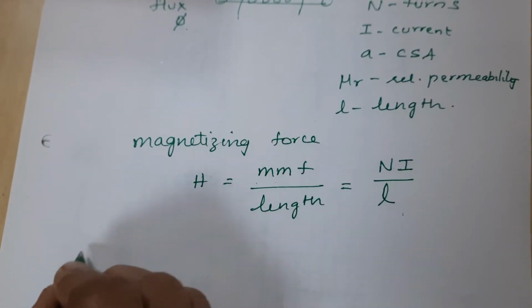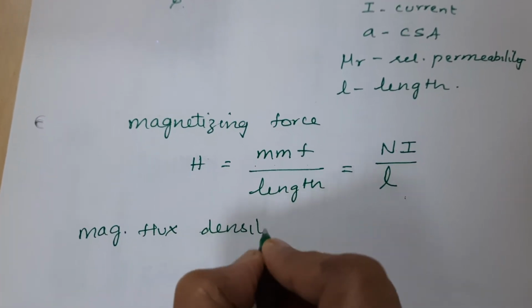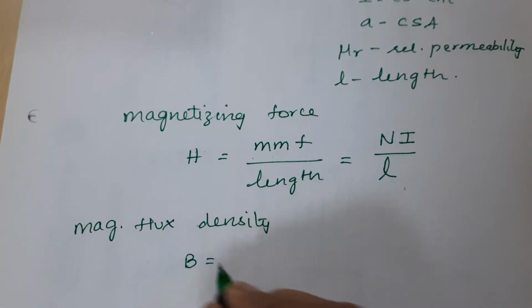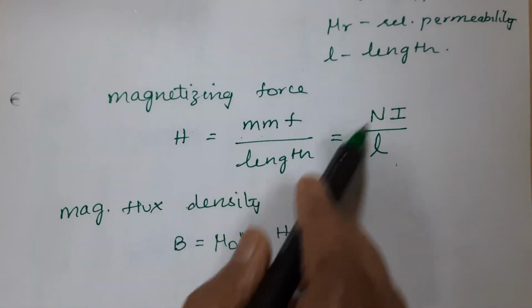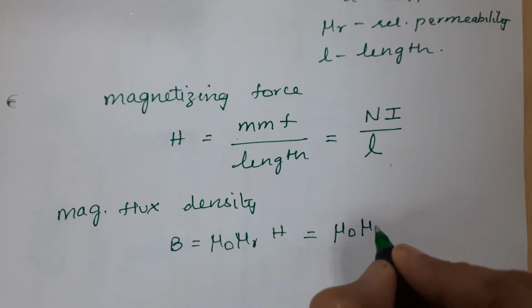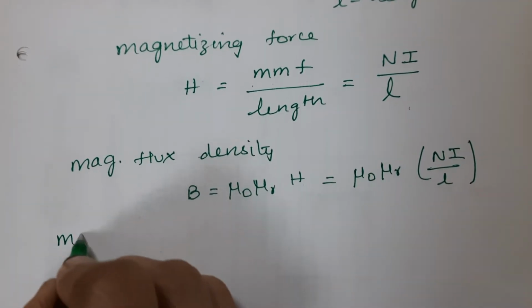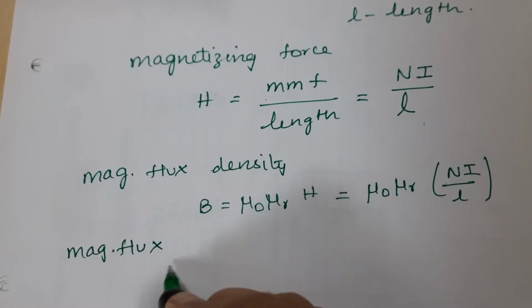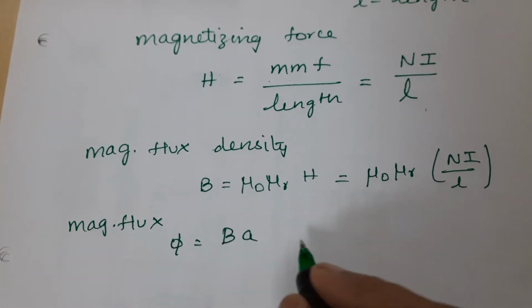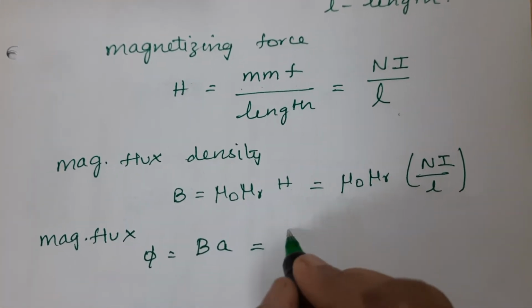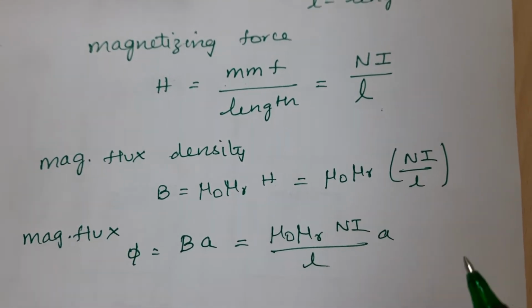Now let us write magnetic flux density. It is nothing but B is equal to mu naught mu r H. Now substituting the value of H, you get mu naught mu r N I by L. Now magnetic flux phi is nothing but B, the magnetic flux density, into the cross-sectional area. Substituting the value of B, phi is mu naught mu r N I by L into A.